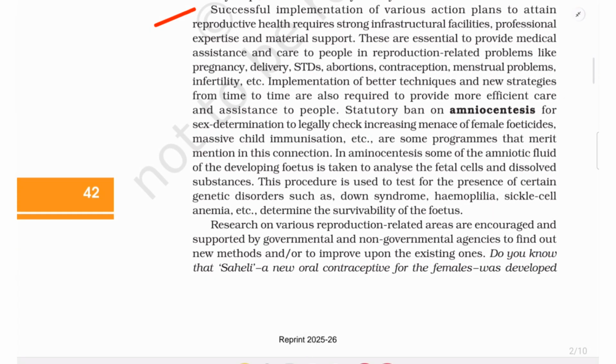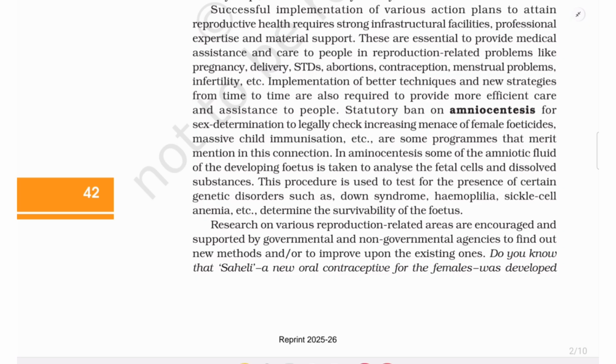Successful implementation of various action plans to attain reproductive health requires strong infrastructural facilities, professional expertise, and material support. These are essential to provide medical assistance and care to people in reproduction-related problems like pregnancy, delivery, STDs, abortion, contraception, menstrual problems, infertility, etc. Implementation of better techniques and new strategies from time to time is also required to provide more efficient care and assistance to people. Statutory ban on amniocentesis for sex determination to legally check the increasing menace of female feticides, massive child immunization, etc., are some programs that merit mention in this connection.